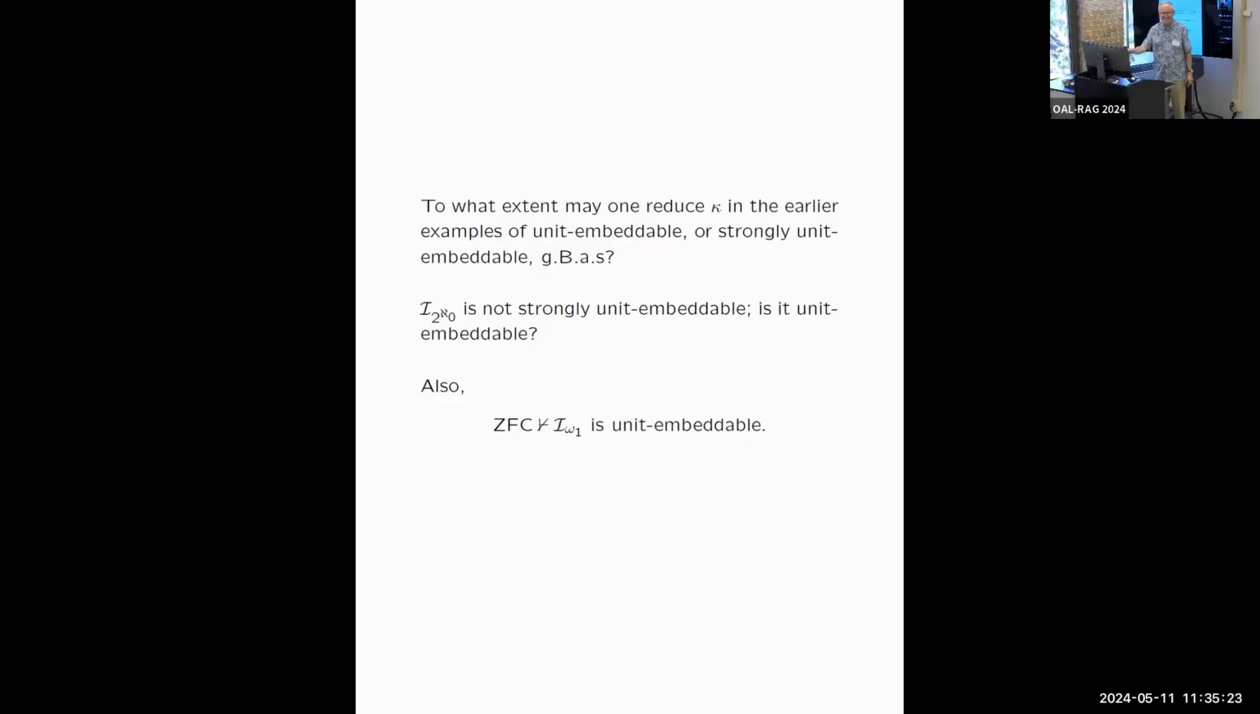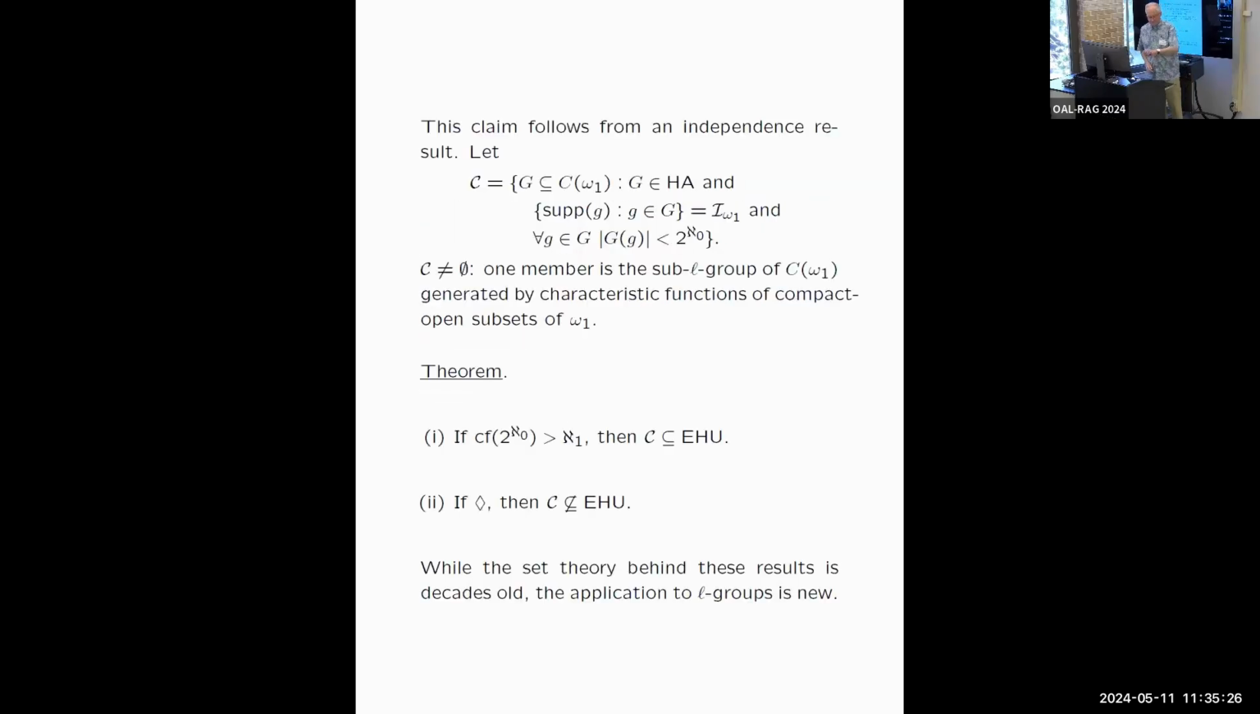let script C be the collection of all sub-L groups of the continuous real valued functions on omega 1. Omega 1 is given the order topology. And it turns out that when you give omega 1 the order topology, if you look at the compact open subsets of omega 1, they give you a copy of the interval algebra using one of these representations of interval algebras as collections of unions of intervals. So I looked at sub-L groups of C omega 1, which are hyperarchimedean. And if you look at the supports of elements of this sub-L group, it's all the compact open subsets of omega 1. It's this copy.